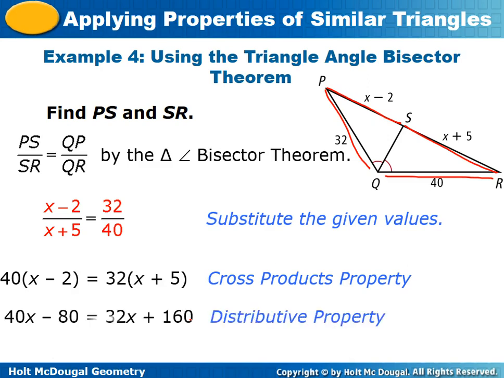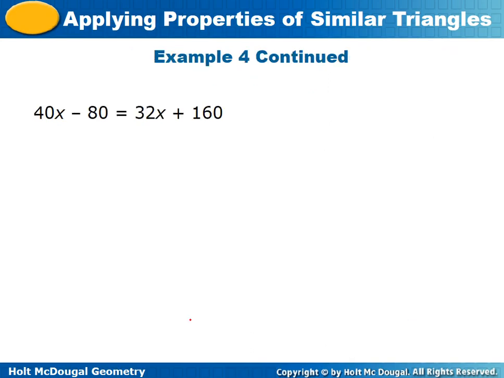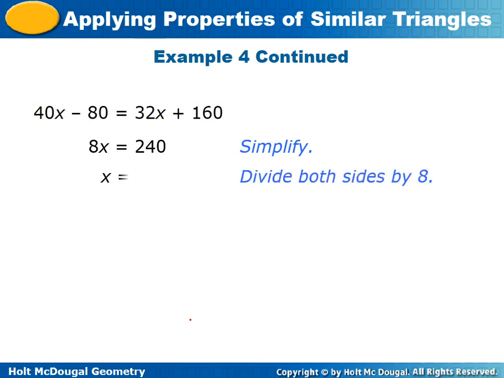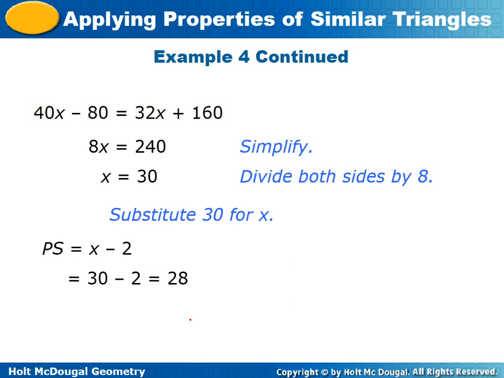When we do that, we get 40x minus 80 equals 32x plus 160. Going to add 80 to both sides, subtract 32x from both sides, so 8x equals 240. And then x is equal to 30. Then we have to put that back in because the question wasn't asking us for x, it was asking us for length. So PS is 30 minus 2, that's 28. SR is x plus 5, so that's 30 plus 5, which is 35.